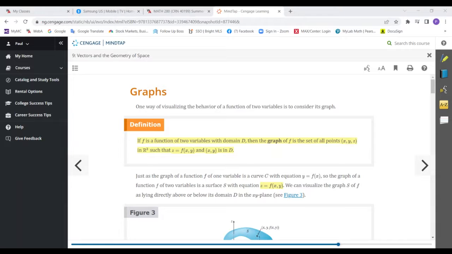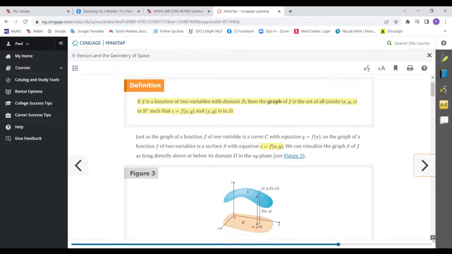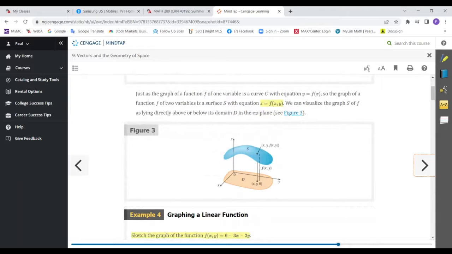So we are considering functions of two variables, a function of x and y, and that function of x and y we set equal to z. So now you have three coordinates. You have an x, a y, and a function value. That's a z coordinate. And because of that, if we want to graph a function of x and y, it is a surface in three-dimensional space.